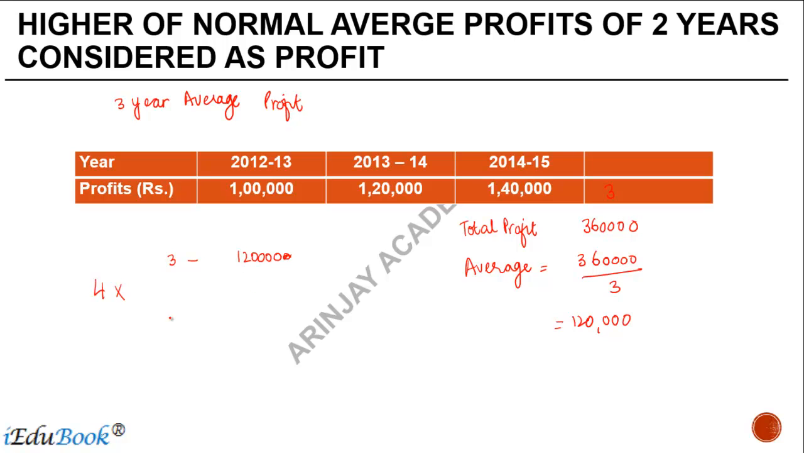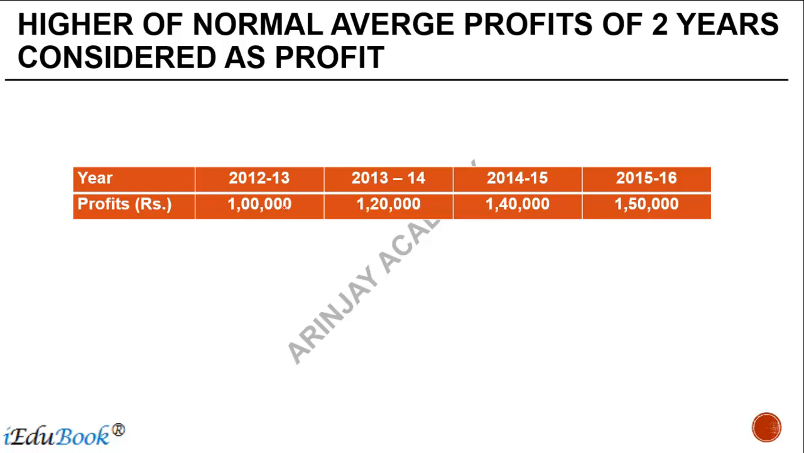Now the 4 years average profit. How much is it? The profits for the 4 years were 1 lakh, 1,20,000, 1,40,000 and 1,50,000. If I do the total of all these 4 years, I am going to get 5,10,000. That's the total profit. Now how much is the average profit? The average profit will be 5,10,000 divided by 4, because it's the profit for 4 years, which gives us 1,27,500.